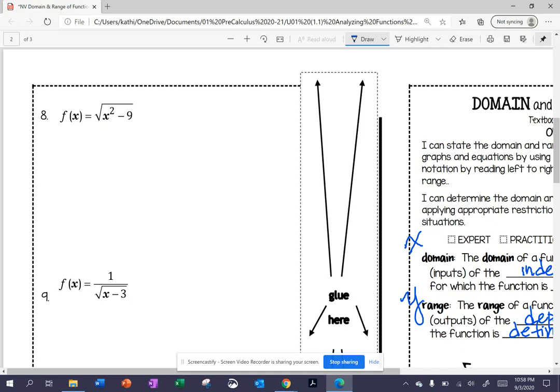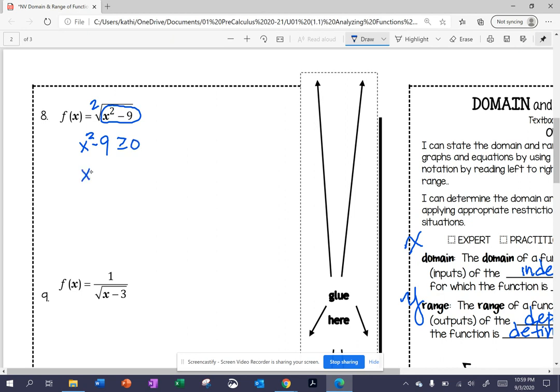I'm asking myself two questions. Do I have a fraction? No. Do I have a radical with an even index? Yes, because my index is 2. So I'm interested in what's under the radical. So this is x squared minus 9, and this has to be not a negative number, so greater than or equal to 0.